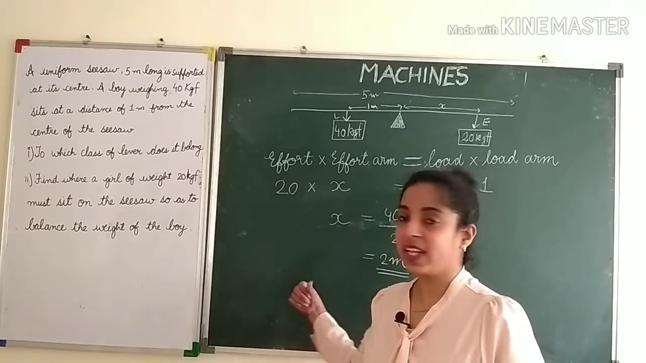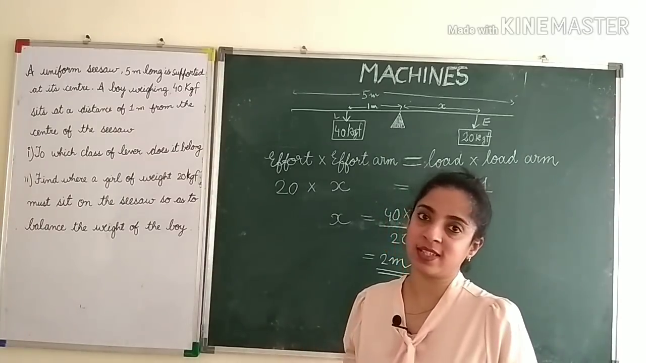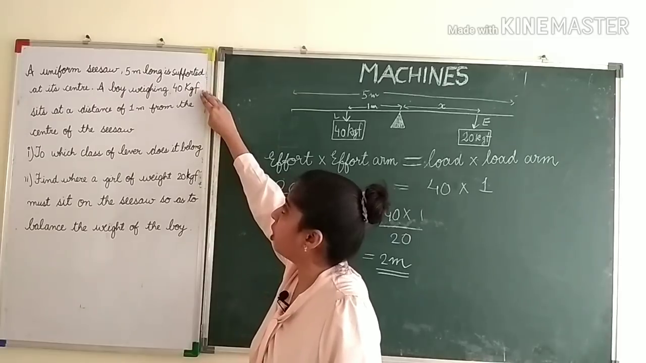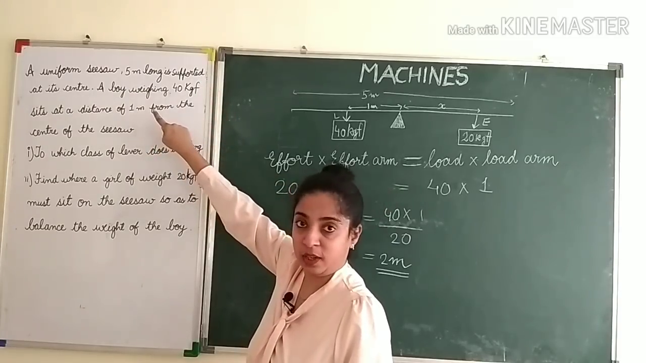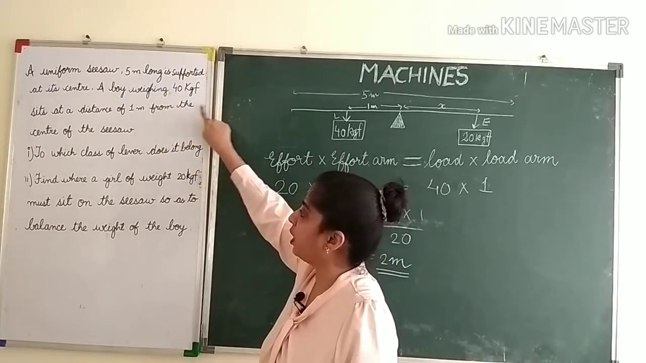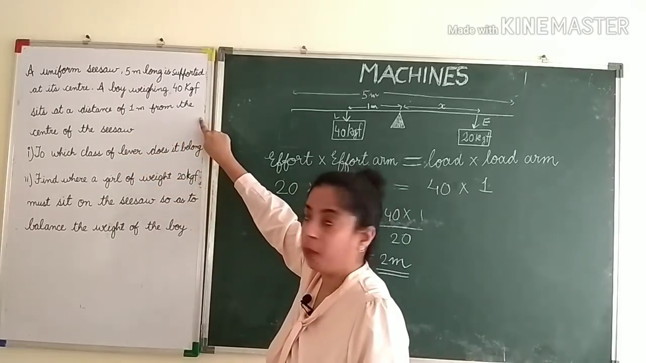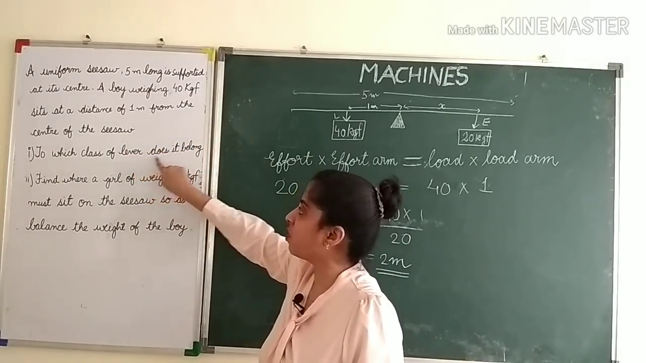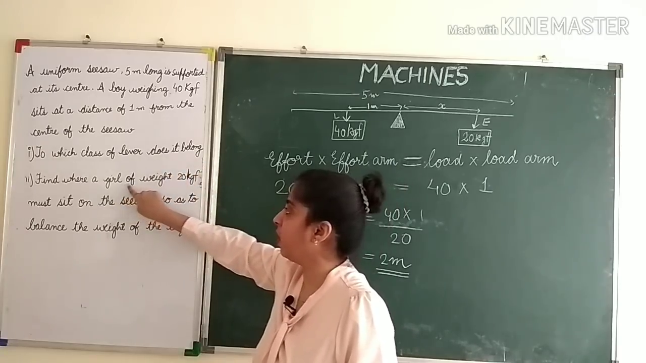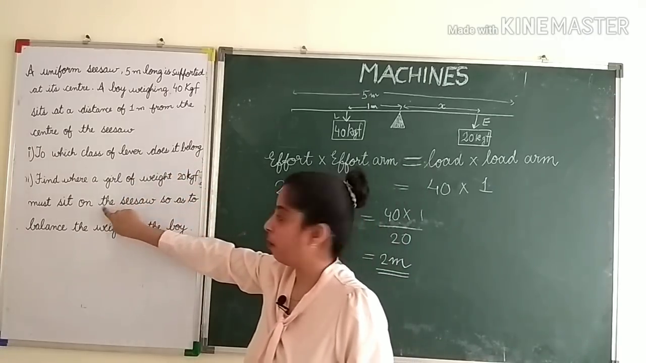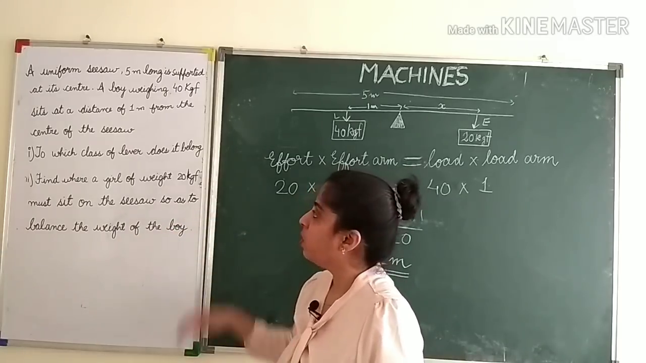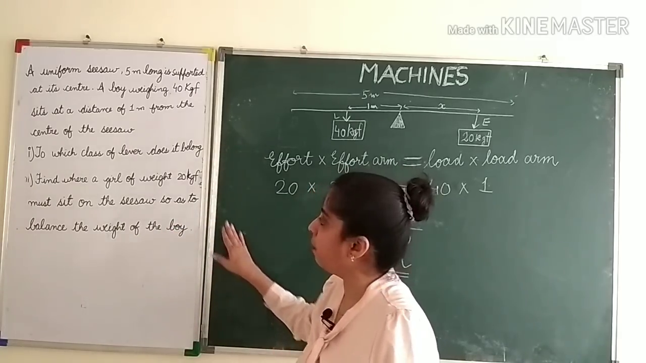Let's look at another example which is most commonly asked in exams. A uniform seesaw 5 meter long is supported at the center. A boy weighing 40 kgf sits at a distance of 1 meter from the center of the seesaw. To which class of lever does it belong? And find where a girl of weight 20 kgf must sit on the seesaw so as to balance the weight of the boy. So we'll take one question at a time.